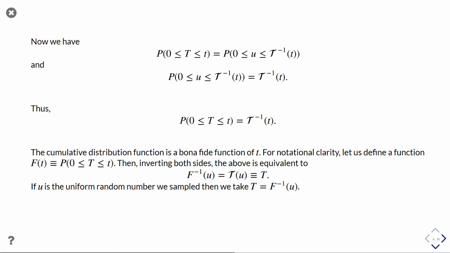Now, inverting both sides of this equation is equivalent to writing that the inverse function of the cumulative distribution function F, evaluated at the uniform random number u, is equal to the transformation T evaluated at that random number u. But recall from the beginning that the transformation T evaluated at the uniformly distributed random number u is equivalent to the waiting time t by assumption. So if u is the uniform random number we sampled, then we can take the waiting time t to be the inverse of t's cumulative distribution function evaluated at the uniform random number u.